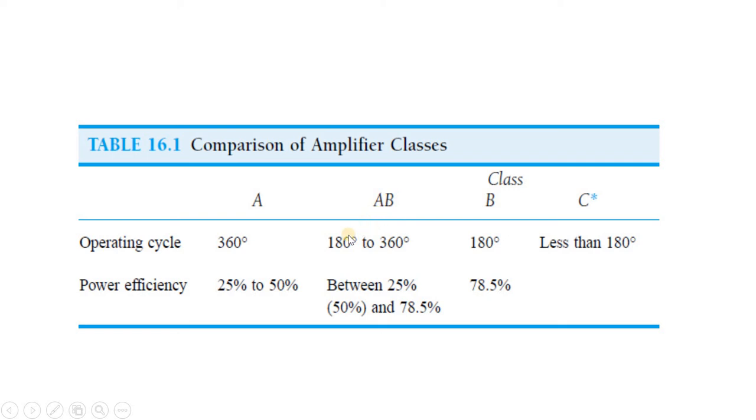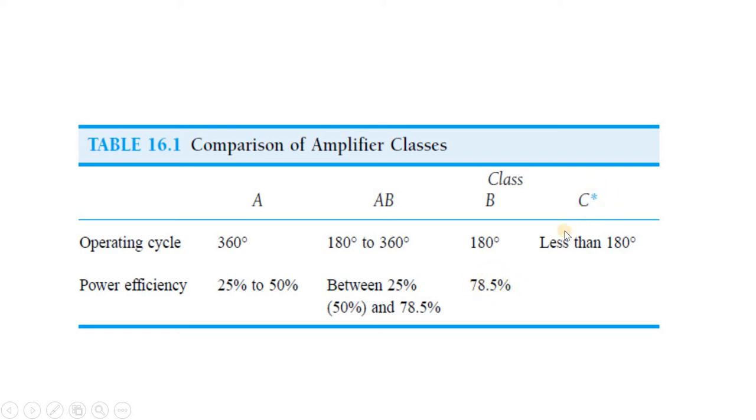Then in class AB, the conduction angle is between 180 and 360, and the efficiency is between 25 and 50, as well as a maximum efficiency of 78.5. So let us see how we are going to obtain this maximum efficiency. Okay, next is class B. In class B amplifier the conduction angle is only half wave, so it is 180 degrees, and the efficiency is 78.5.